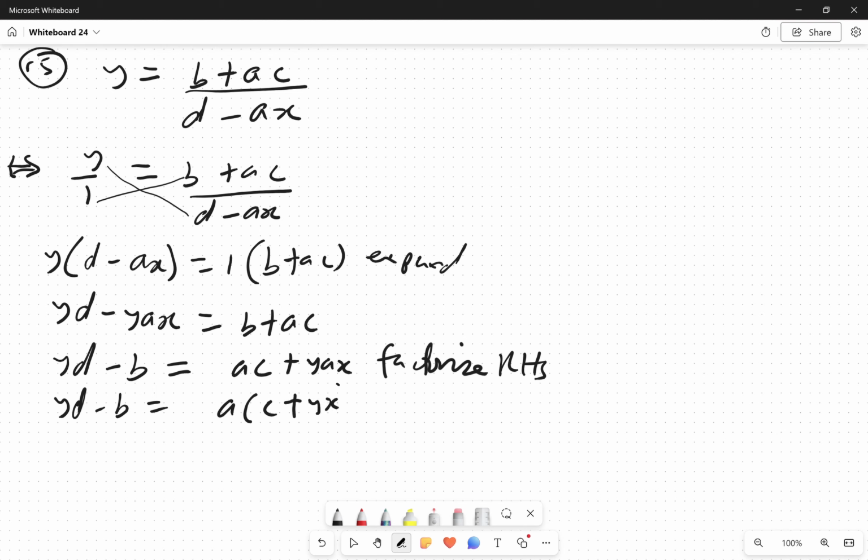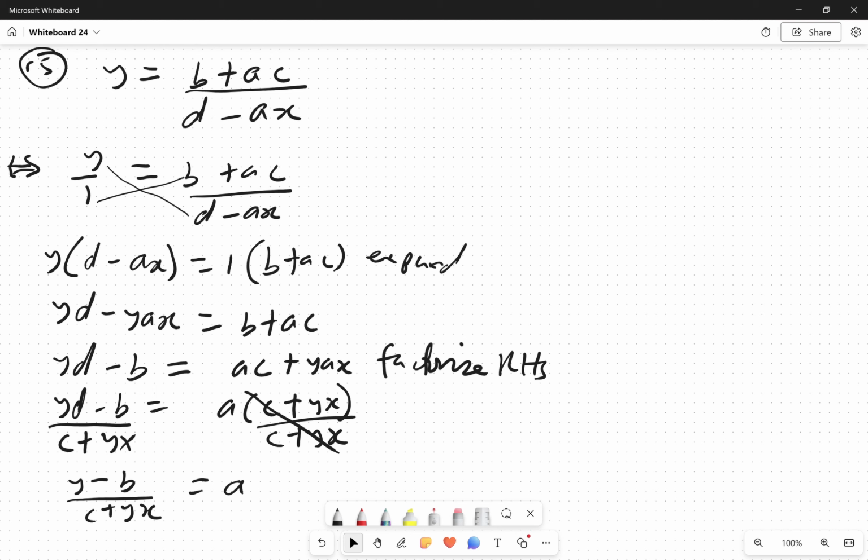yx inside. And now we can divide here by c plus yx, and we divide the left hand side too by c plus yx. So the top will cancel the down, and your answer is now yd minus b over c plus yx is equal to a. We have made a the subject. Very important. These are very common in exams, and you should know how to manipulate with them.